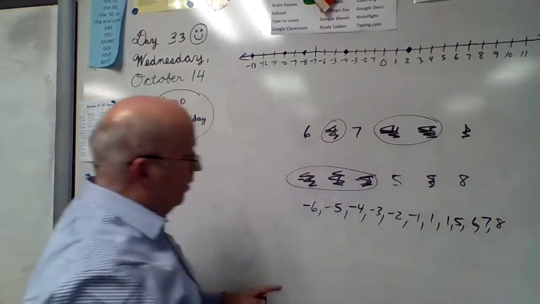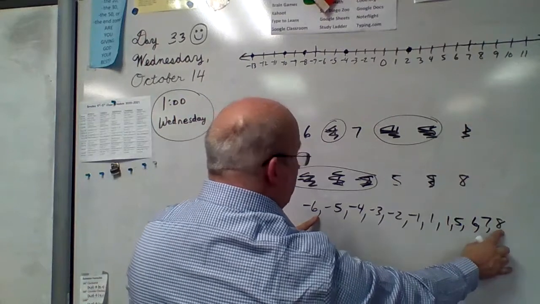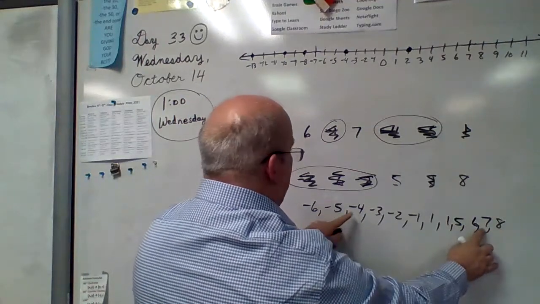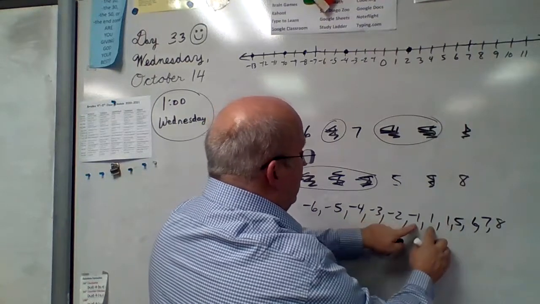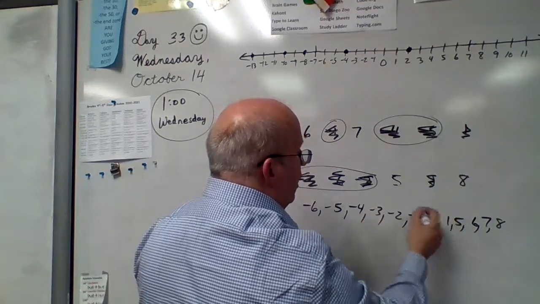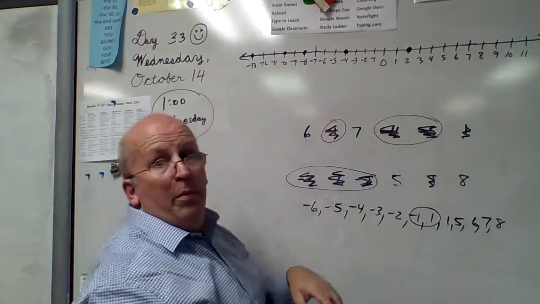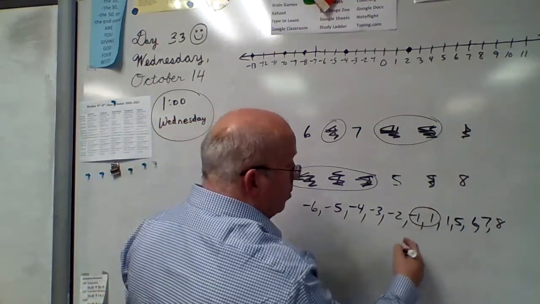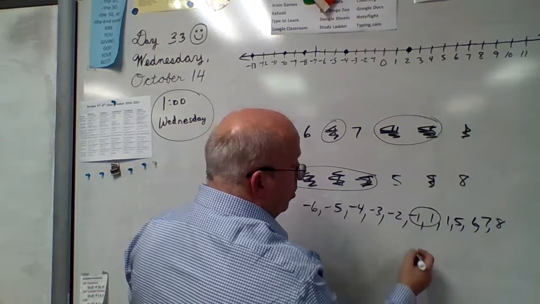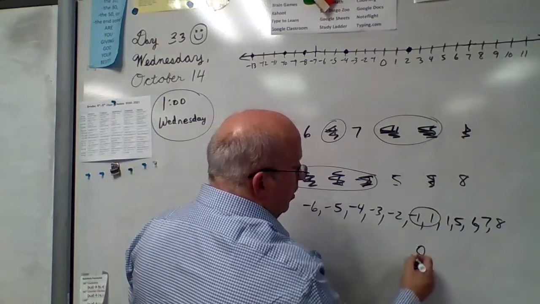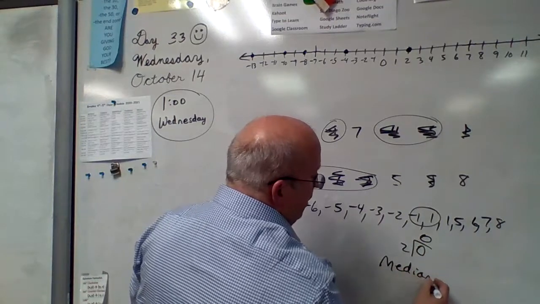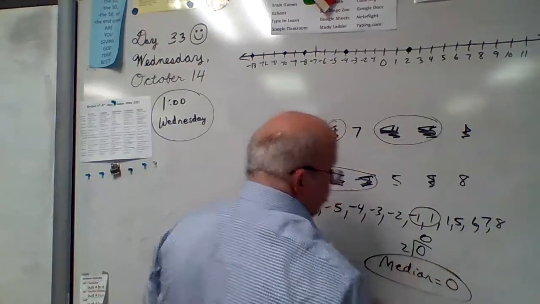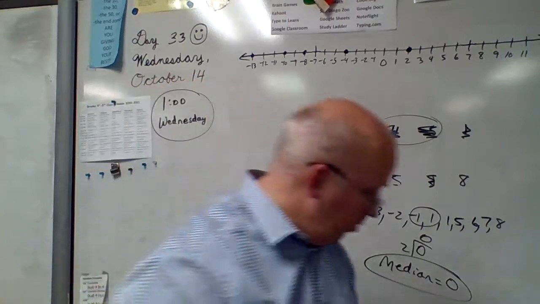Now, how do I find the middle number? Counting from the outsides: negative 5 and 7, negative 4 and 6, negative 3 and 5, negative 2 and 1, negative 1 and positive 1. I have two middle numbers. Do you remember what to do? You add them up and divide by 2. This plus this is 0. 0 divided by 2 is 0. So in this case, the median is 0. That's all you do. Problem 16.